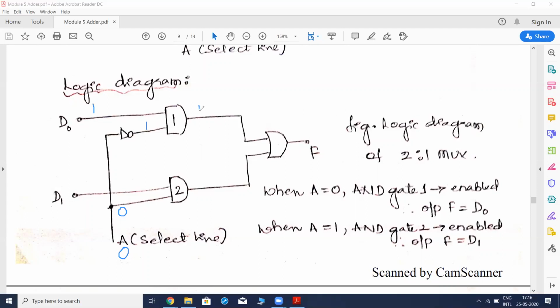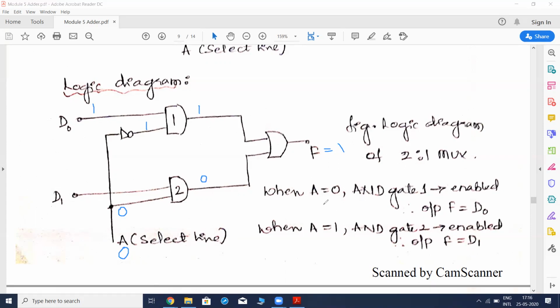So thereby we are going to get 1 over here. But here, what happens? Here it is 0. Okay, so then what happens? Whatever the data is there, that will come over here, and F we are going to get it as 1. So that means this particular data, whatever we have, is going to appear at the output. This is how we can show the working of a multiplexer.